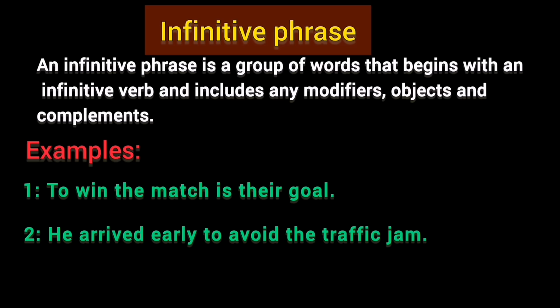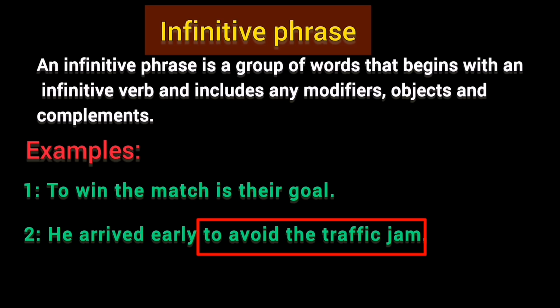He arrived early to avoid the traffic jam. Observe this example, here, to avoid the traffic jam, is a verbal phrase. The reason is this phrase starts with the verb, to avoid, and here it does not function as a verb but it functions as an adverb in this sentence. Simply, the infinitive phrase, to avoid the traffic jam, modifies the verb, arrived, by explaining the reason for his early arrival. So, you can see, this verbal phrase plays the role of an adverb because it tells us why he arrived early. The reason is because he wanted to avoid the traffic jam.